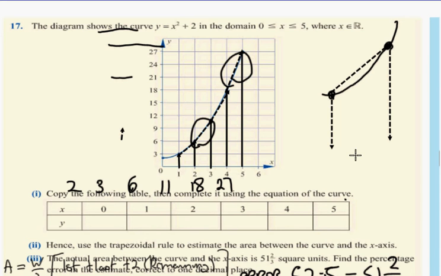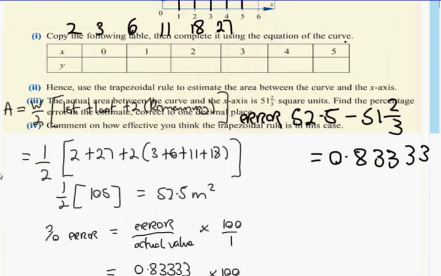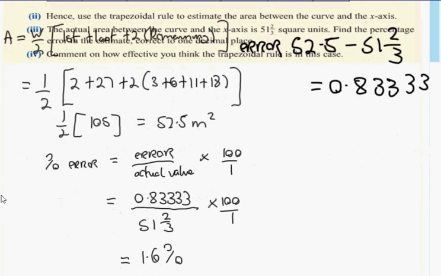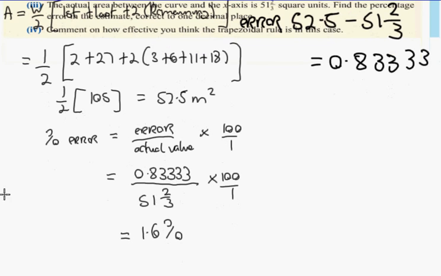So just remember in a test situation that it's going straight across from point to point, and it's not following the curve. That's why you get a different answer. Is that alright? Did you know that before? Yeah, no. Okay. Now, comment on how effective you think the trapezoidal rule is in this case. With an error of 1.6%, I would say that the trapezoidal rule is quite effective.